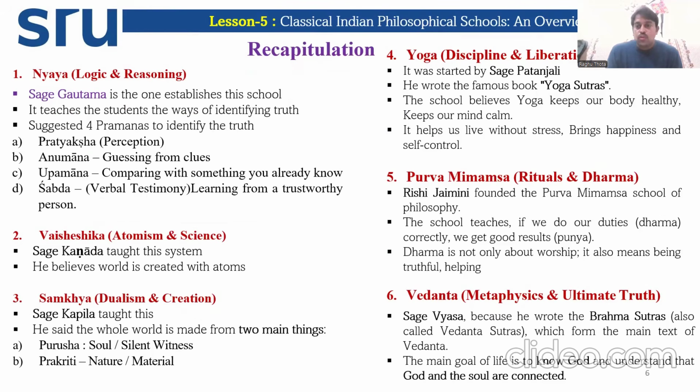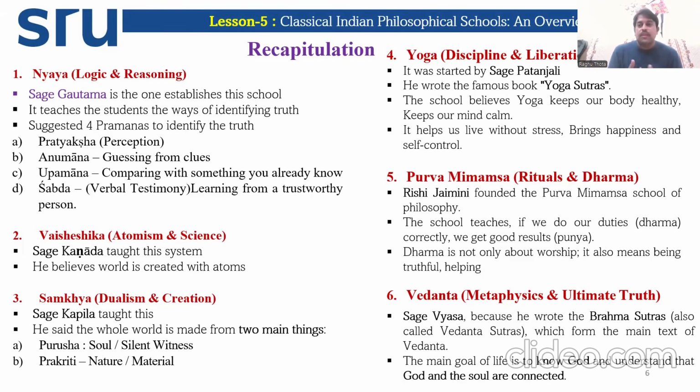There were 6 schools proposed by our ancestors during ancient India. Every school has its own significance. For example, if you take the school of Nyaya, which focuses on logic and reasoning, sage Gautama established a school during the ancient time. It teaches students the different ways of identifying the truth.